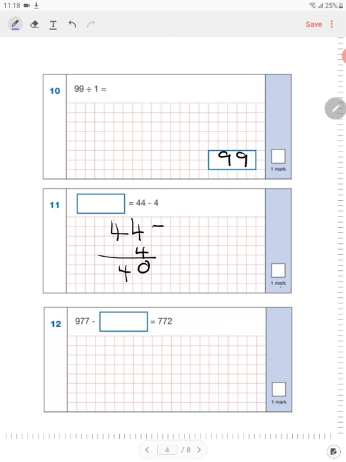Now this one, you've got to think your way around the problem. What am I being shown? Okay, now I can use inverse here, so I can actually say 977, take away something gives me 772. Actually, I can say, well, if I take the 772 away from 977, that will give me that. So I'm going to do that one, 772.